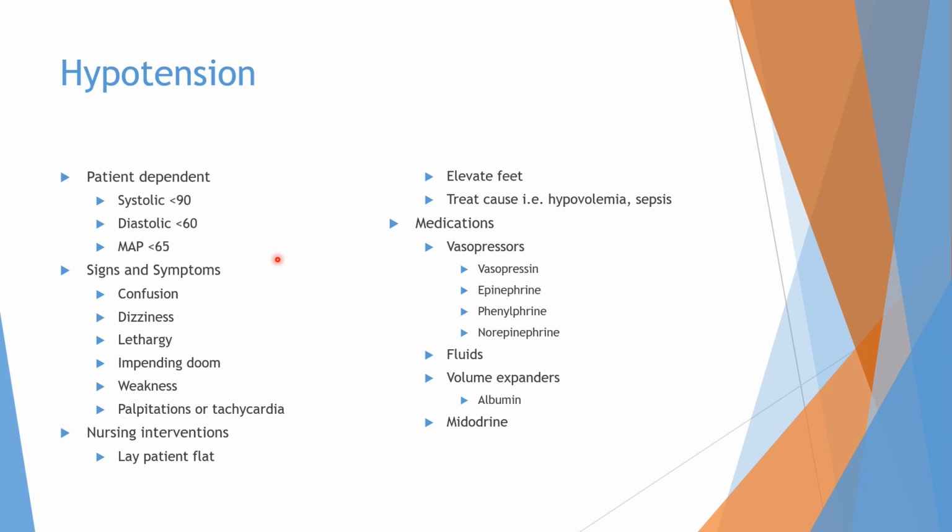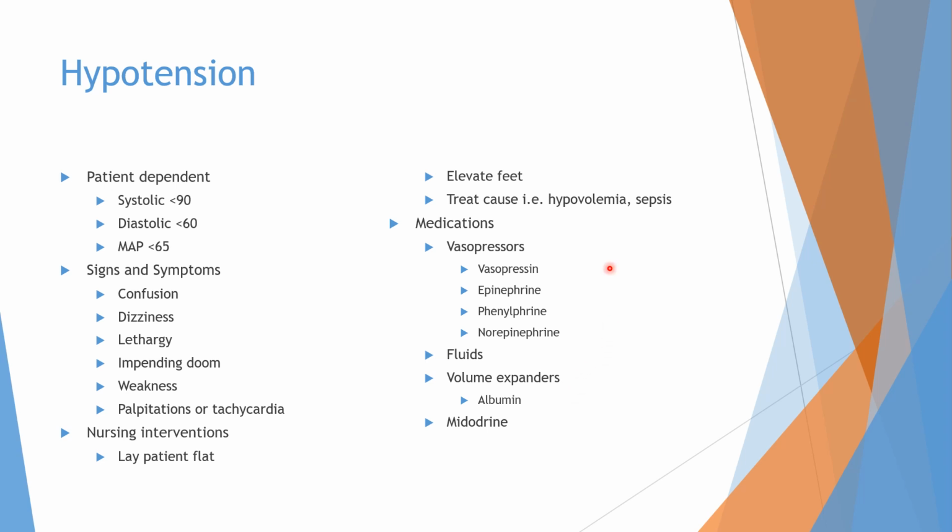And then treat our cause. Okay, if our tank is empty, it's going to stay empty unless we treat it, right? If our patient is septic and that's causing our hypotension through an acidosis, then we need to treat that sepsis with some antibiotics before we're going to see any improvement in our hypotension. So we can give fluids, right? We can give blood, our volume expanders or albumin, and then our vasopressors.